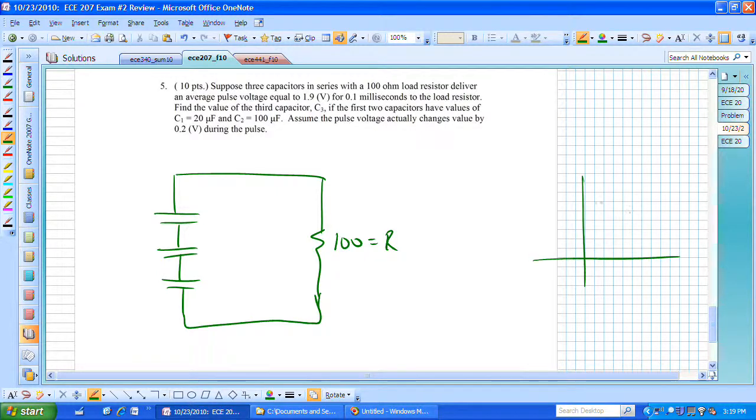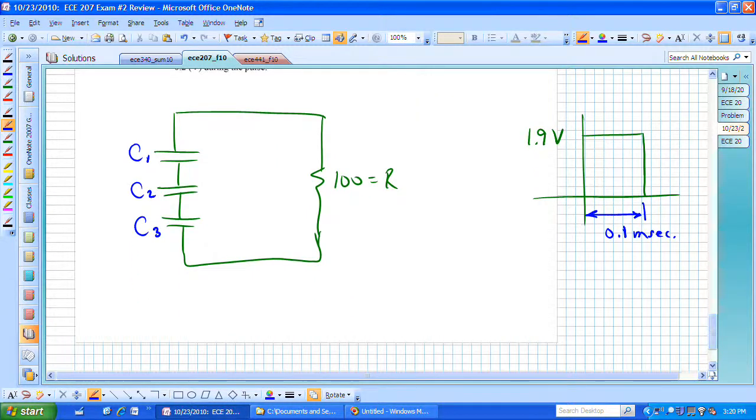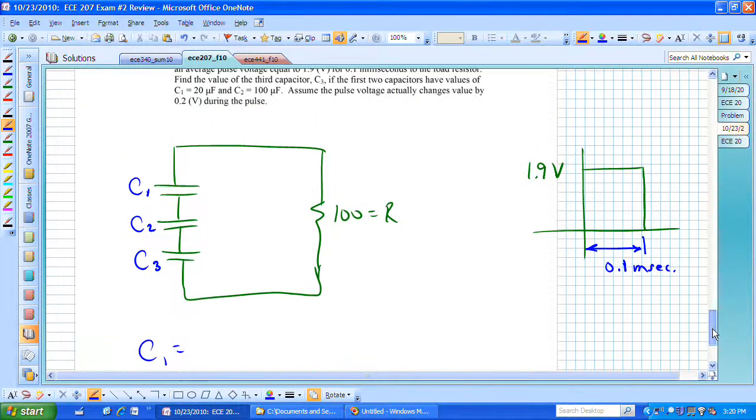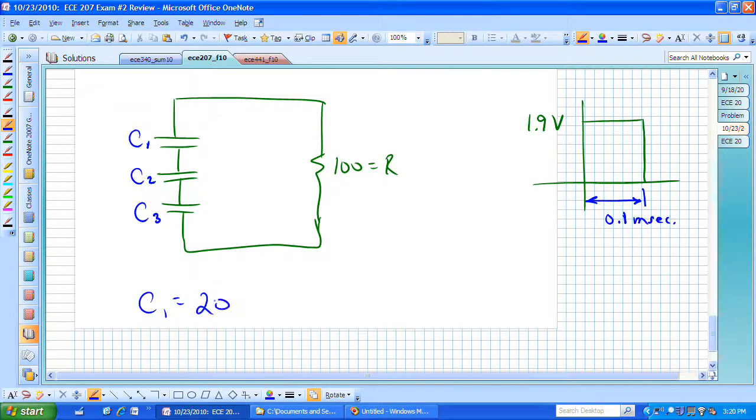So we're looking at a pulse voltage of 1.9 volts, and they're telling us that the time length of that pulse is 0.1 milliseconds. And they want us to find the value of the third capacitor. Let's call this one C3, if we have known values for C1 and C2. C1, we're told, is 20 microfarads.